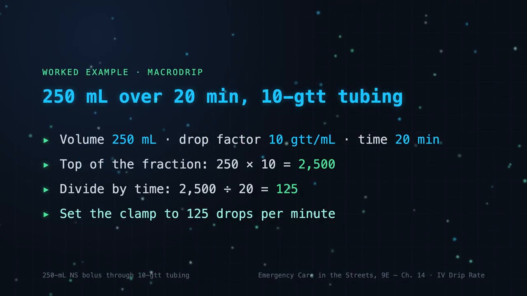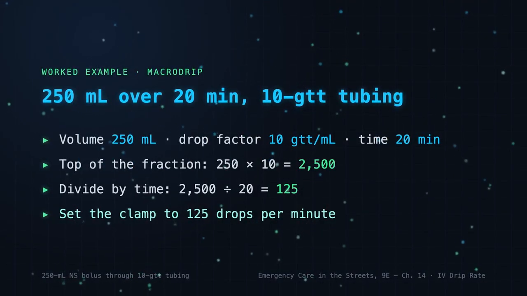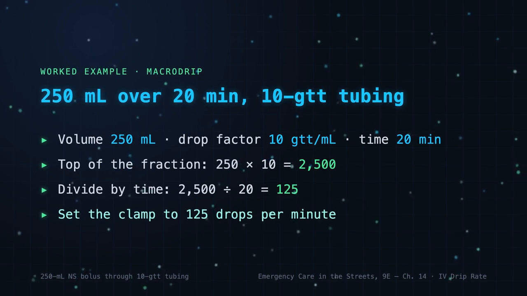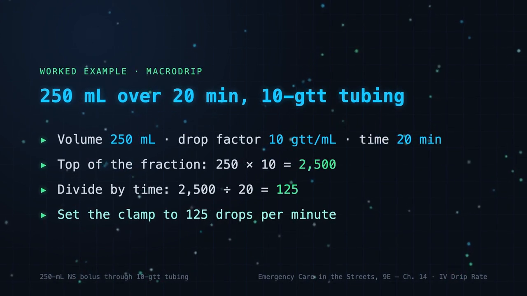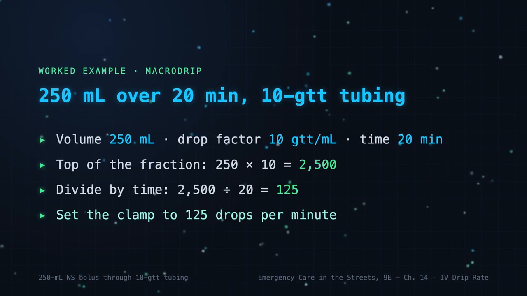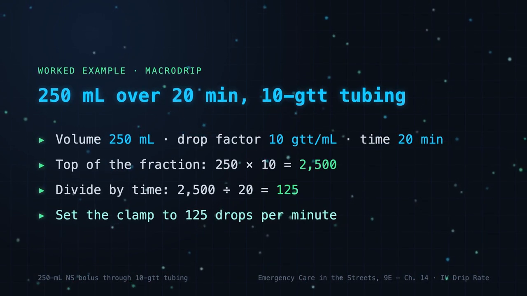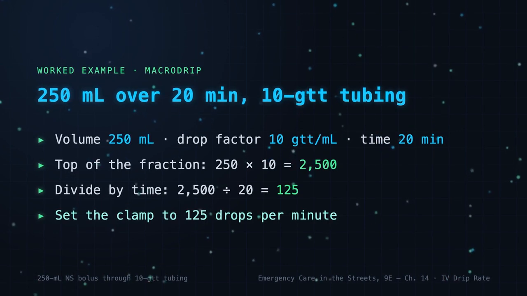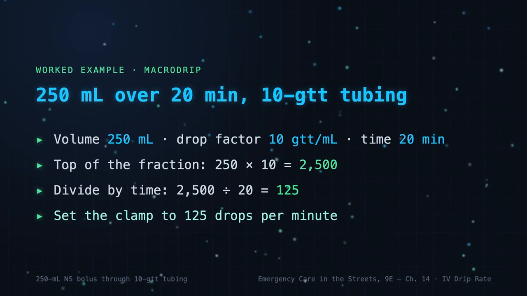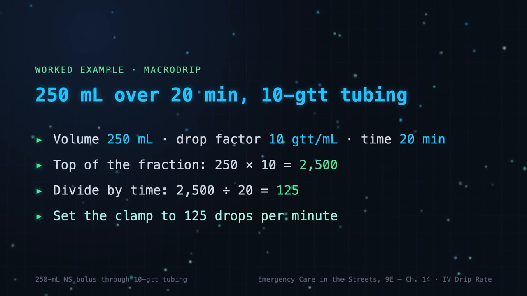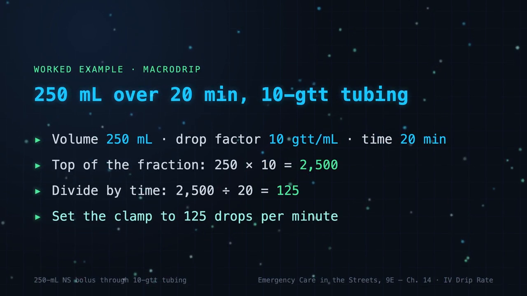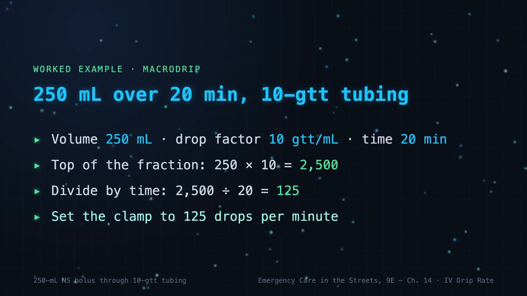Let's lock that example in and read it like a recipe. The order is 250 milliliters of saline over 20 minutes through 10-drop tubing. Plug it in, 250 times 10 divided by 20. 250 times 10 is 2,500. 2,500 divided by 20 is 125. 125 drops per minute. Notice how counting drops in the chamber for a few seconds lets you check yourself against the clock. If you're seeing far more or far fewer than 2 a second, recheck the clamp. The formula sets the target, your eyes confirm it.